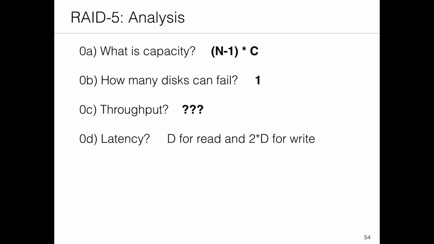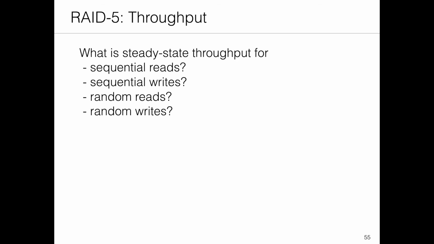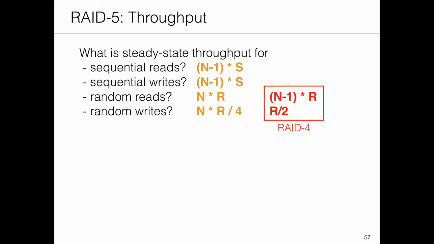In terms of throughput, that's the interesting thing. Sequential read, what do you think is going to be the throughput? Will it change? No. Sequential write remains the same. The random write is the interesting case, where it now becomes n into R by 4, which was the answer to the previously asked question also. For RAID 4, this was R by 2.